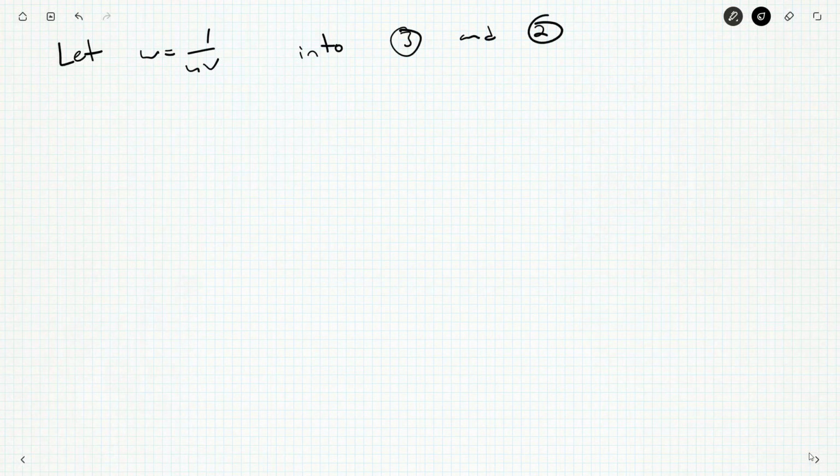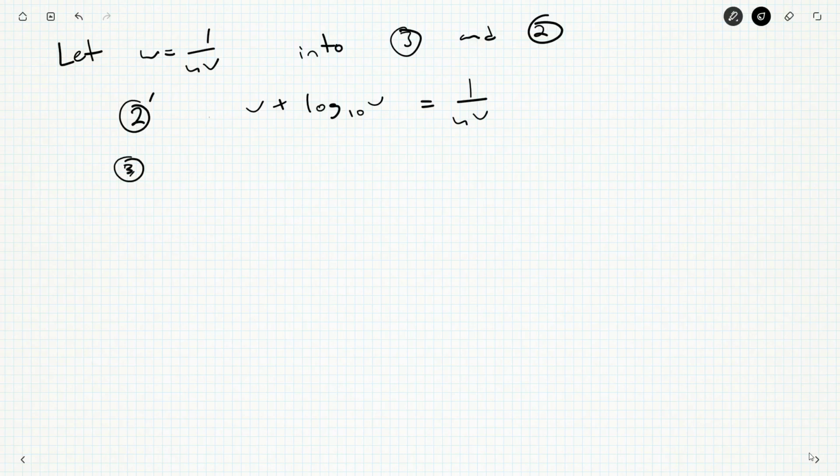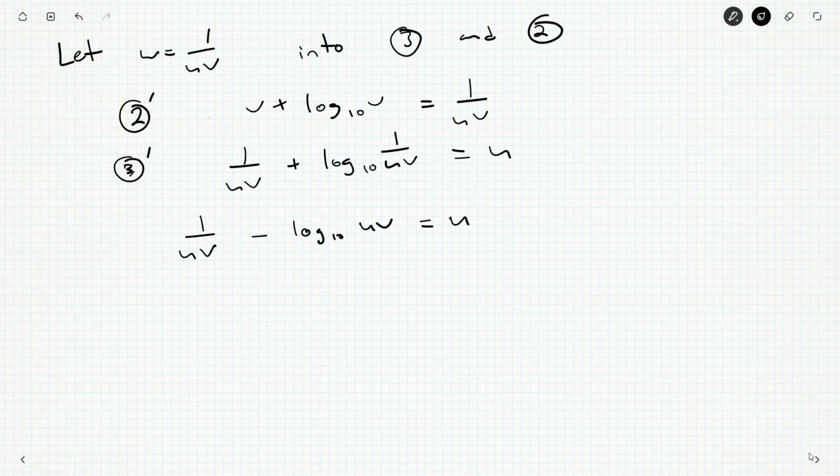So we get the new 2, which is v plus log 10 v is 1 over uv. And we get the new 3, which I'll call 3 prime, is 1 over uv plus log 10 of 1 over uv is u. Now this 1 over I can switch. So I can say this is 1 over uv minus log 10 of uv equals u.